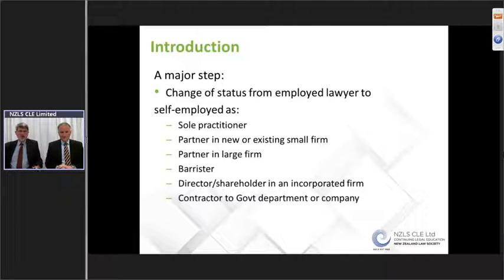As you'll see from the slide on the screen, this is a major step in your career. You may hitherto have been employed as a sole practitioner or a partner in an employee in an existing firm, and you're going to move from that status to being a sole practitioner, a barrister, a director or a shareholder in an incorporated firm, or a contractor to a government department or a company. And as you'll see from the presentation, there are major changes ahead for you.